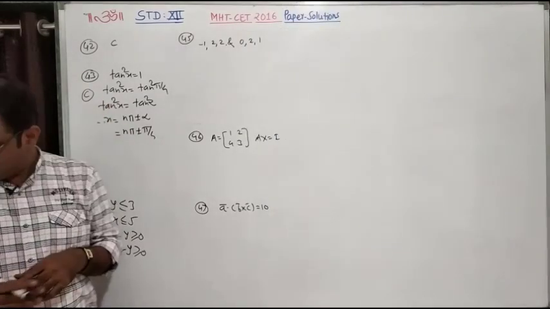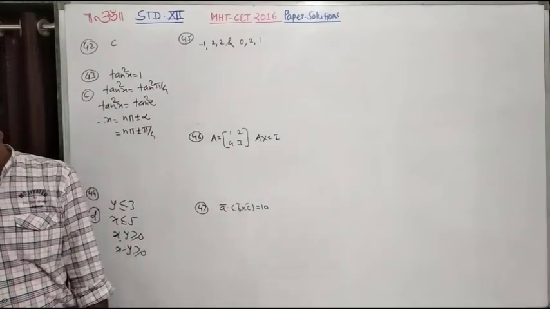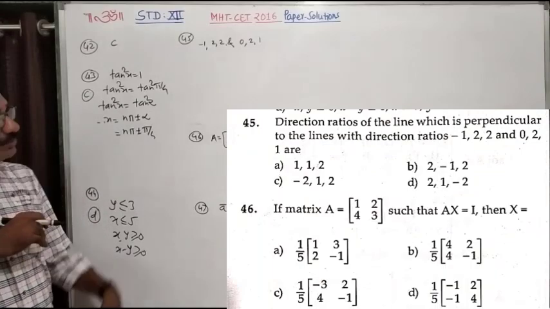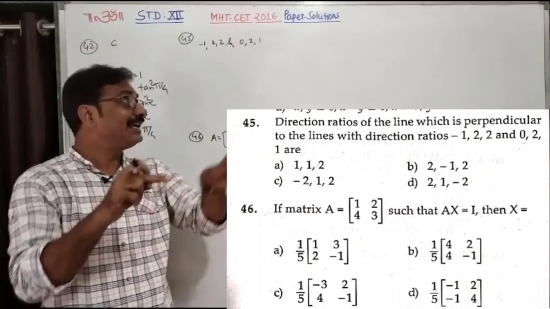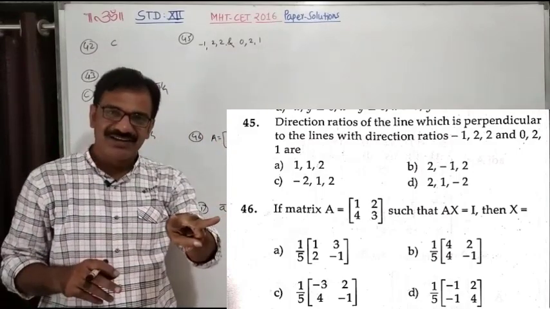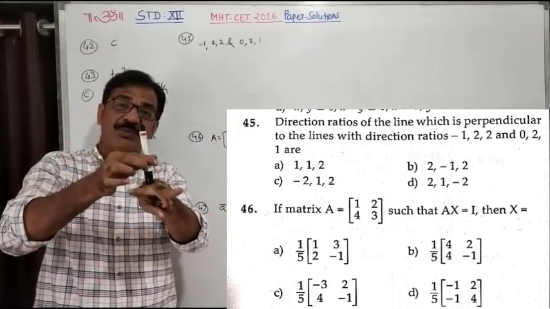See the 45 question number. The direction ratios of the lines which are perpendicular to the lines having the direction ratio.